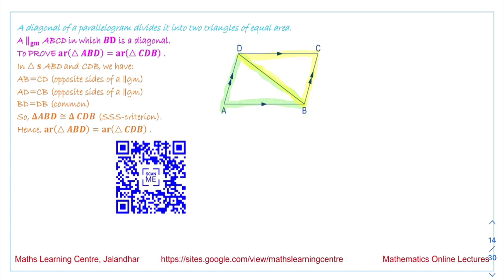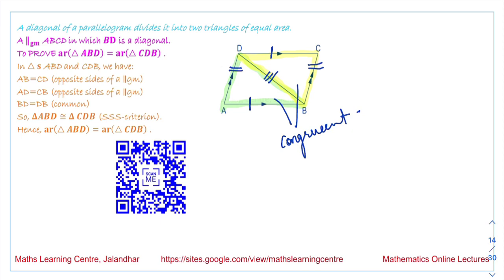So when we are talking about these two triangles, we are saying that sides AB and CD are equal in length. Then AD and BC are equal in length. And the third side BD is common between these two triangles. So both these triangles are congruent to each other. If these are congruent to each other, we know that congruent figures have equal areas. So what we get is that the diagonal of the parallelogram divides it into two triangles that have equal area.